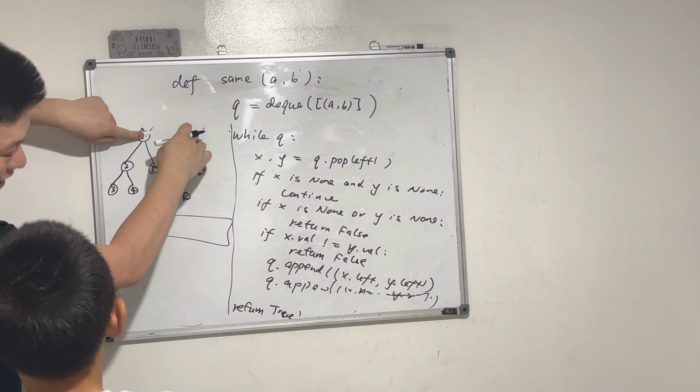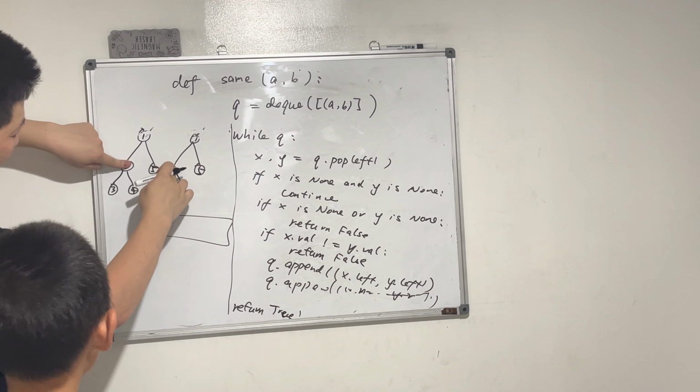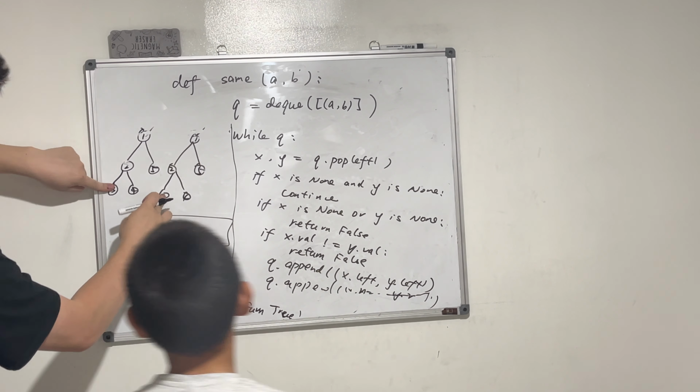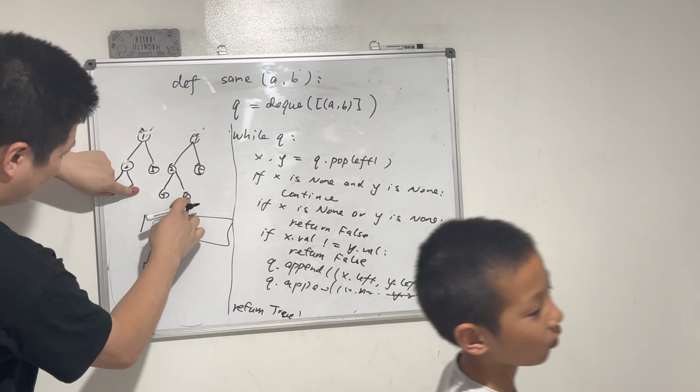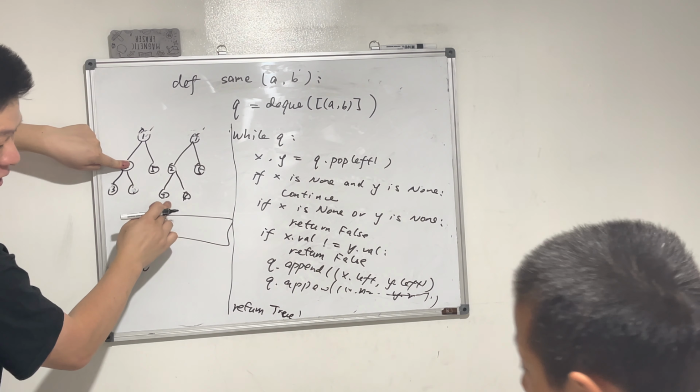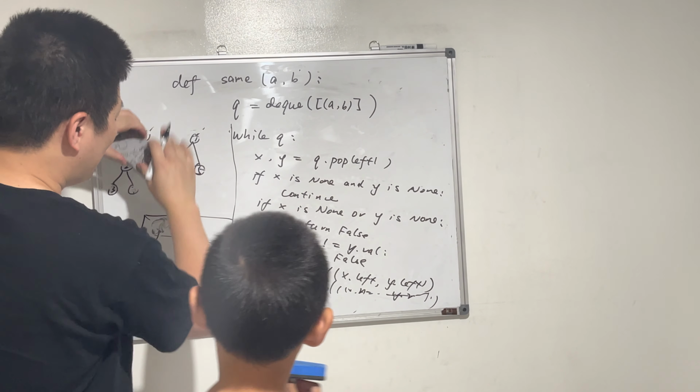We compare 1 and 1, and then 2 and 2. Then 5 and 5. And then 3 and 3, and 4 and 4. Yeah, when we compare 2 and 2, we put the 3 and 4 into the queue, yeah? Got it.